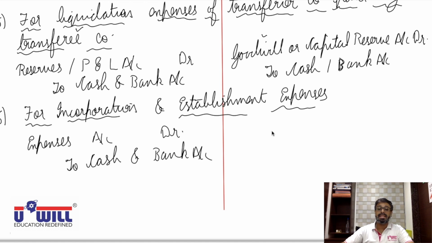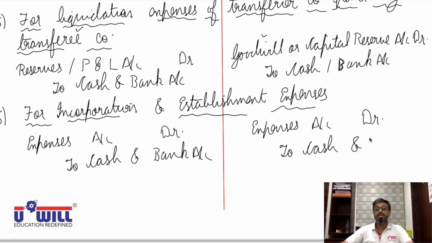And this entry remains the same here also. Whichever expense is incurred, debit all expenses and losses, preliminary expense or respective expense account debit. Cash goes out, credit what goes out to cash and bank account. So a normal journal entry is only to be passed for that.